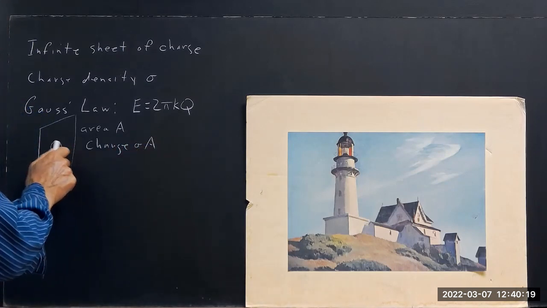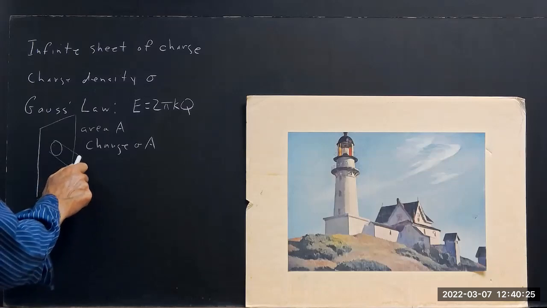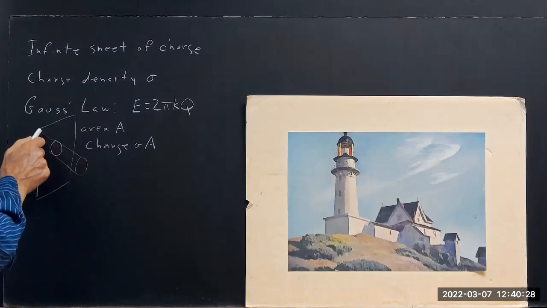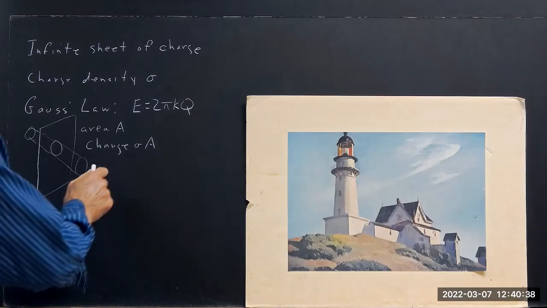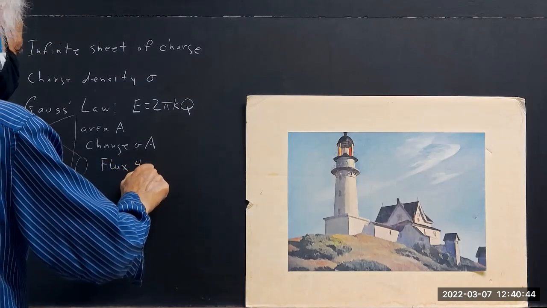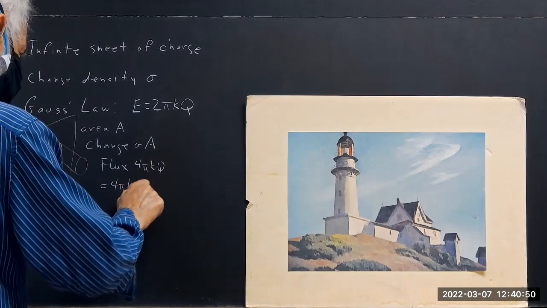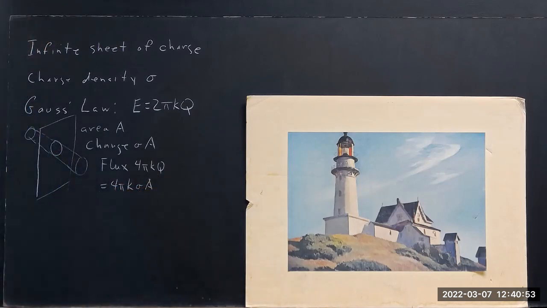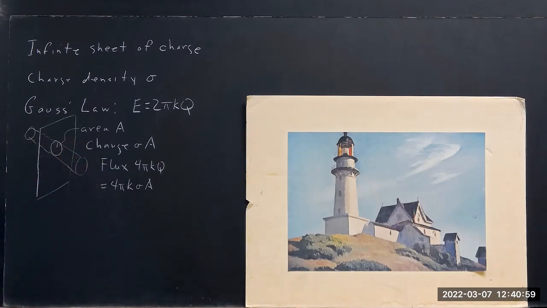If you take this into a cylinder of any length, doesn't matter, and you have the other side of the cylinder over here, then this is 4 pi k sigma A. And the flux all comes out of the ends because of the symmetry of an infinite sheet.